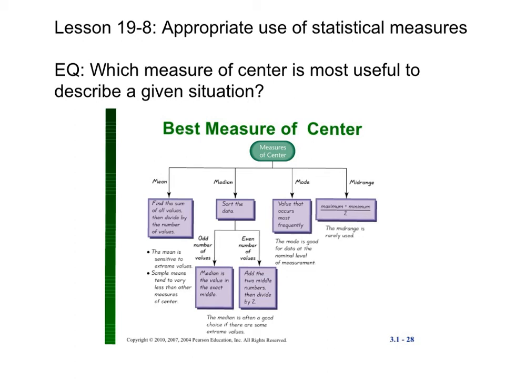This is lesson 19-8, appropriate use of statistical measures. Our essential question: which measure of center is most useful to describe a given situation? And this picture here explains the mean, median, and mode and tells you when it is a good time to use them. So take a minute, pause, and look at this chart.